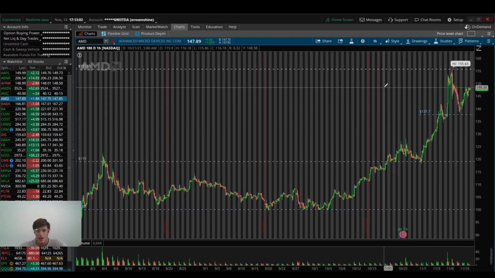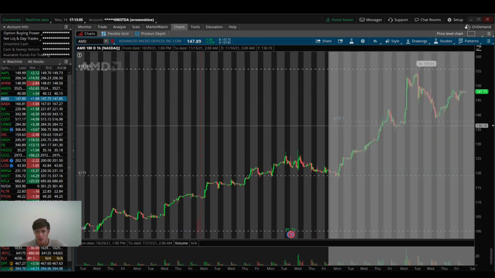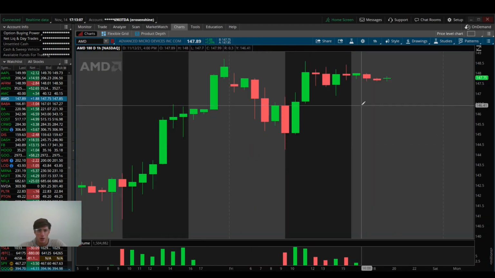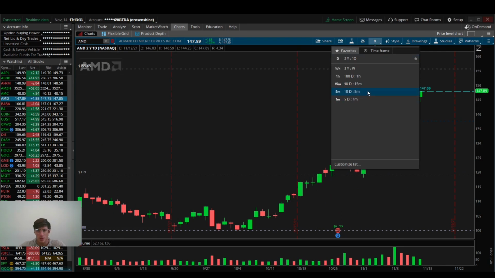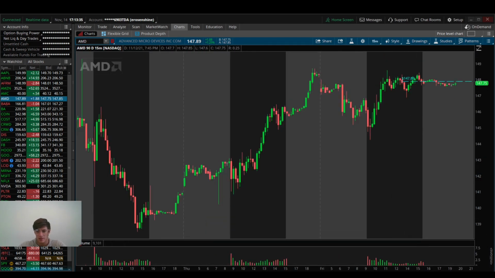So after I have the weekly and daily levels that I'm going to be playing and that I like and that I see, I'll go to the hourly chart and I'll put in the close of last week. So as you can see here, we closed at 147.89. Then now I have last week's close. I'll go to the 15-minute chart, see if I'm seeing anything.